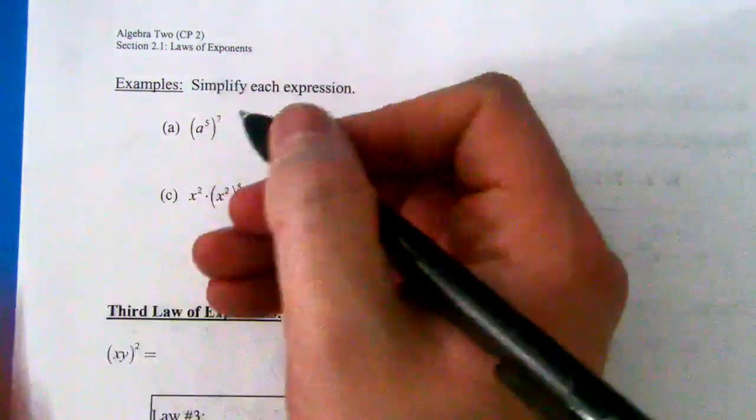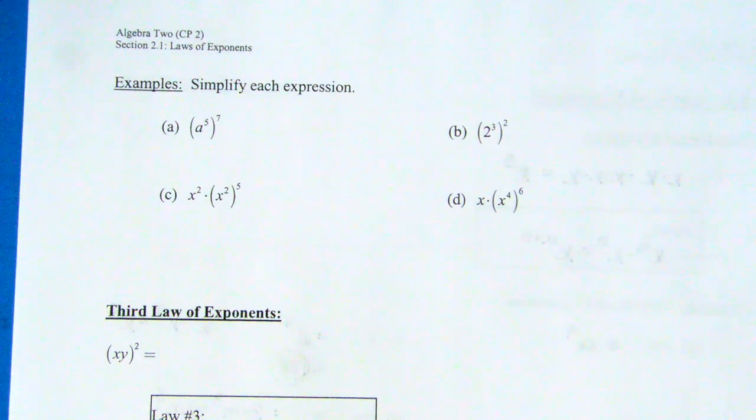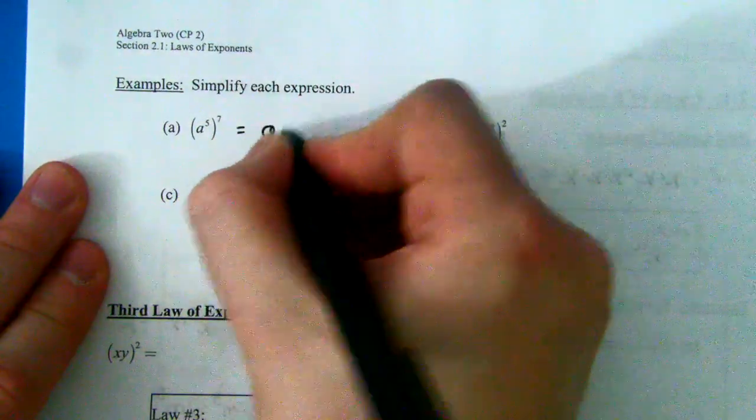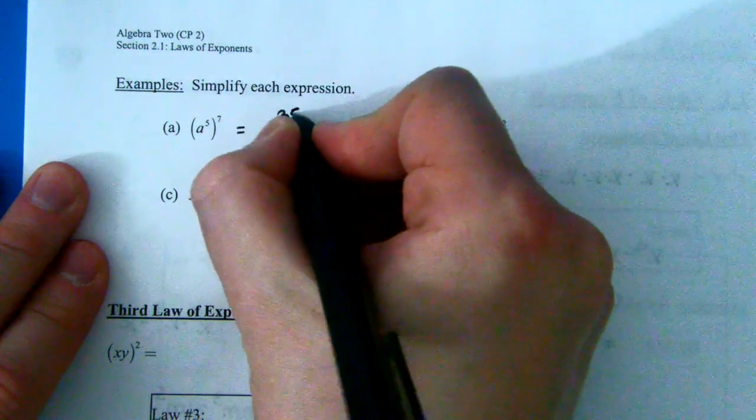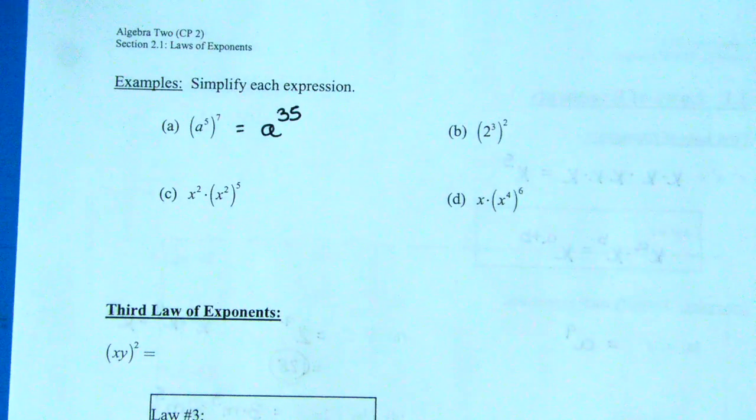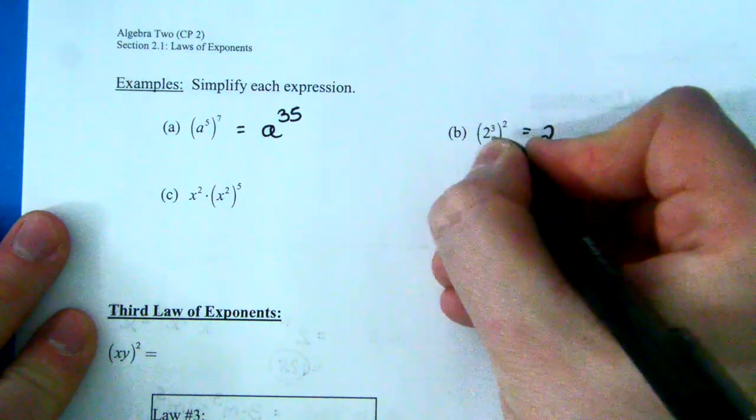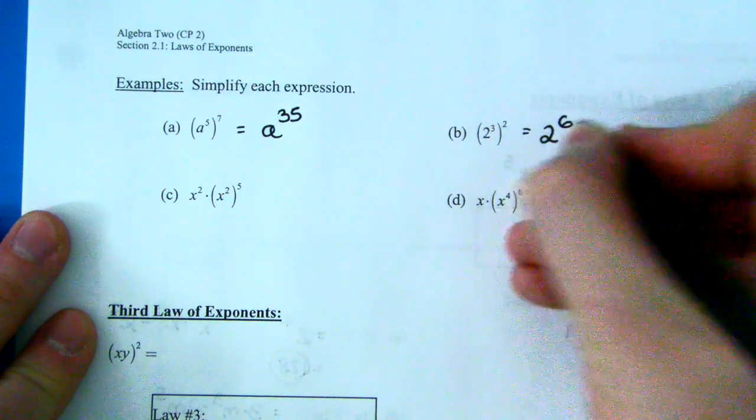And you can totally do letter A. What's the answer to letter A? Power to a power, we multiply them, we're going to get a to the 5 times 7, a to the 35th. In letter B, remember what I told you before about numbers with powers. We're going to treat it just like it was a variable with a power. So we're going to get 2 to the 3 times 2, 2 to the 6th.